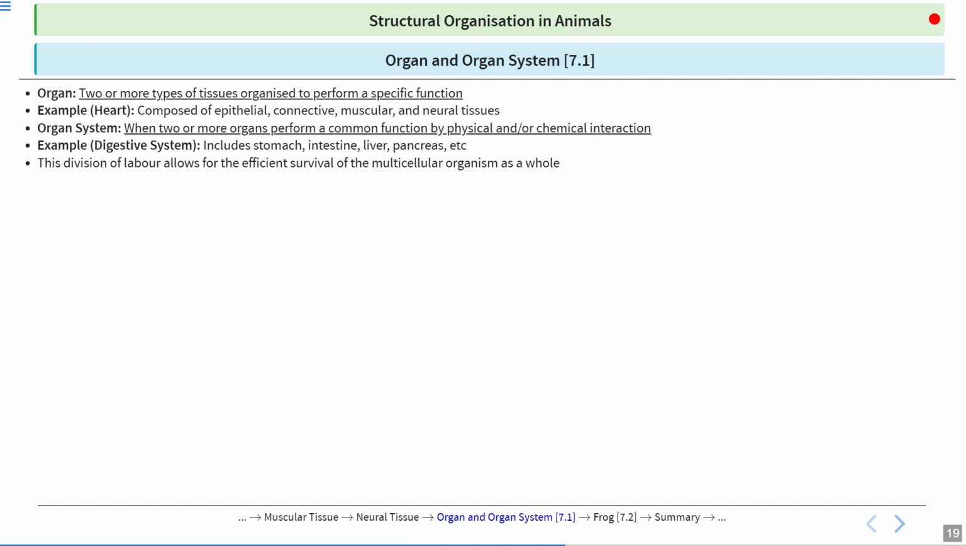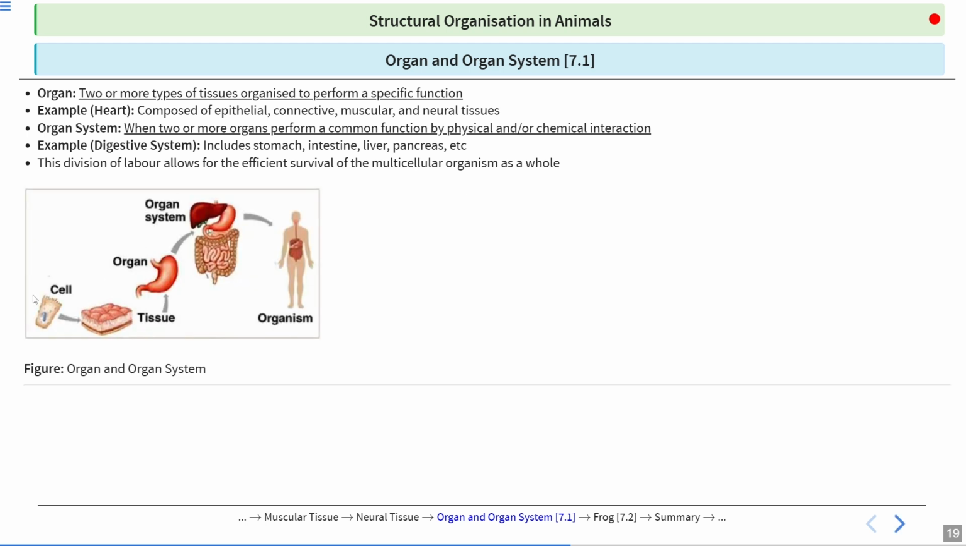The division of labor allows for the efficient survival of the multicellular organism as a whole. So there is a division of labor. In the system also, you can see the liver has one specific function, and the pancreas has one function. The stomach cannot do the function of the intestine, and in the same way, the intestine cannot do the function of the stomach. So everyone has been given some task, and they do only that. So we can see the clear-cut division of labor in the case of system organization.